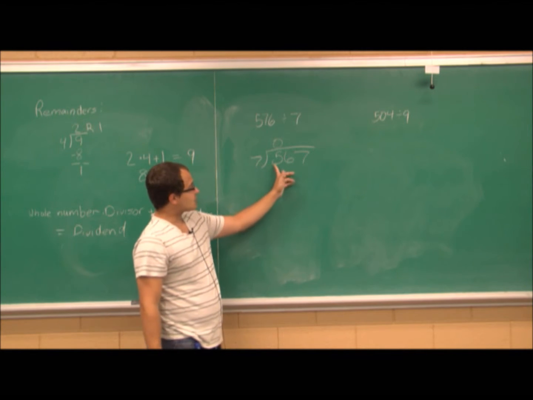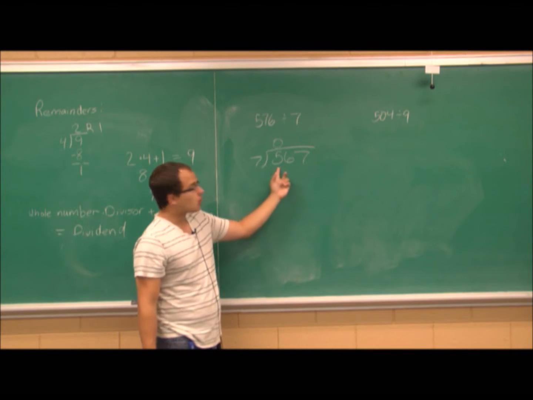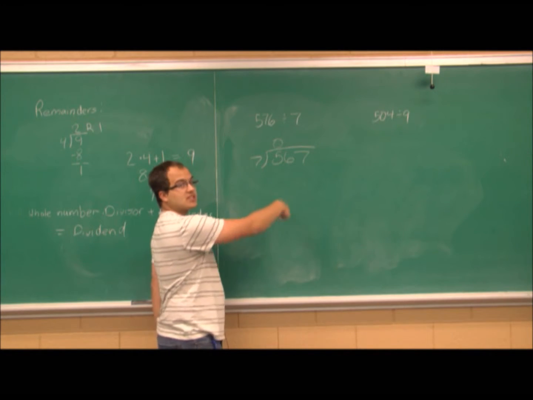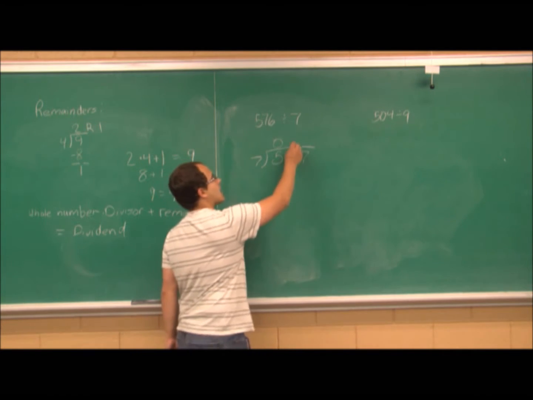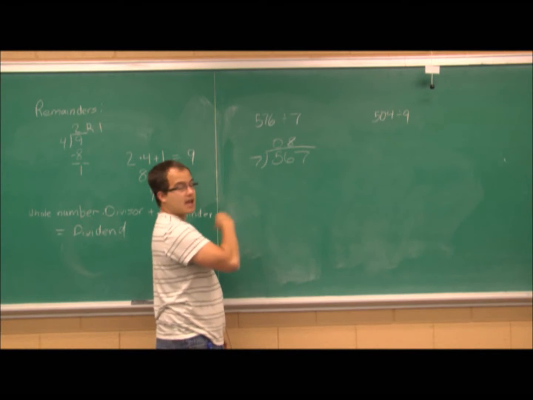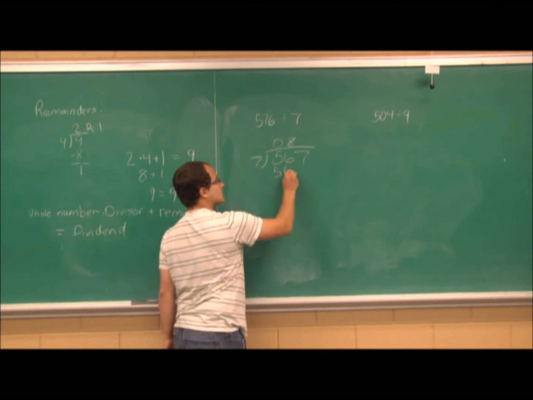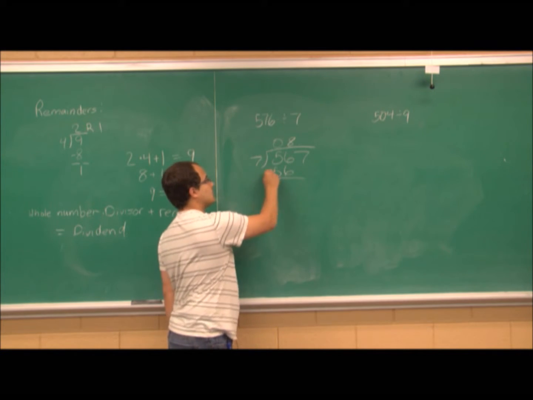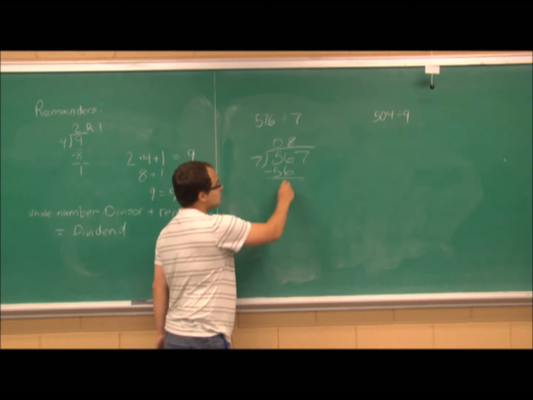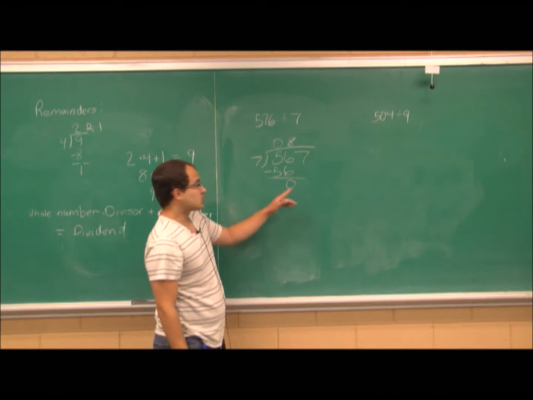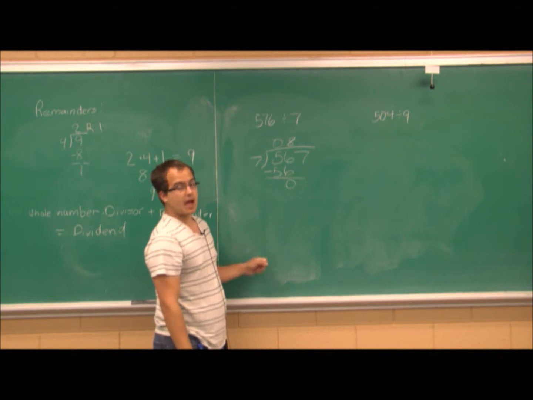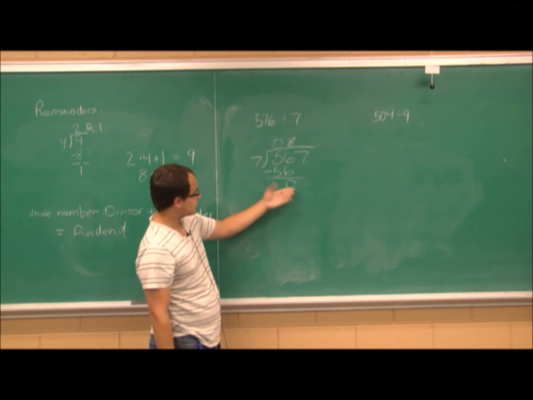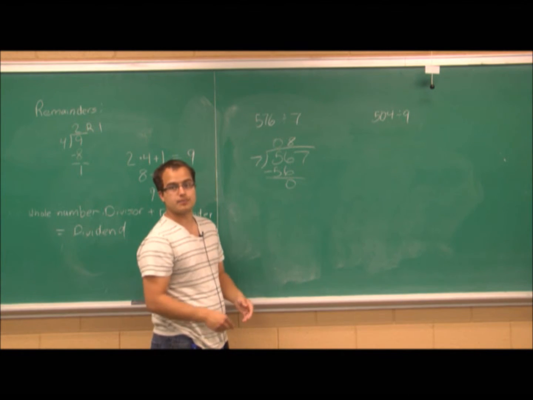Then you go on to the next 2 digits. Does 7 go into 56? Yes. 7 goes into 56 8 times. 8 times 7 is 56. And again, we're going to go 56 minus 56. When we do this subtraction, whether it's our final step or just a middle step, this number should always be less than your divisor. Well, 0 is less than 7, so I can move on.